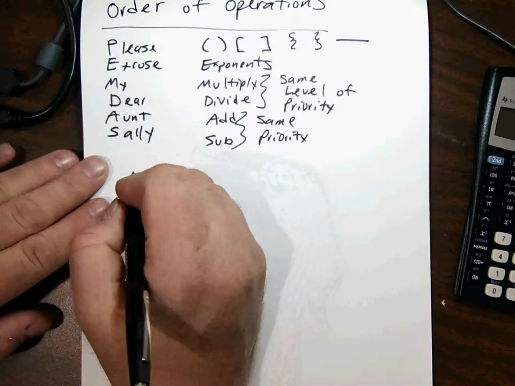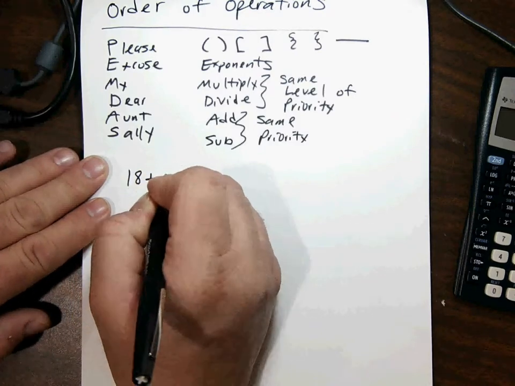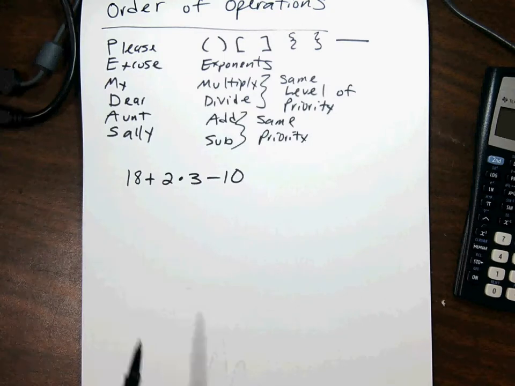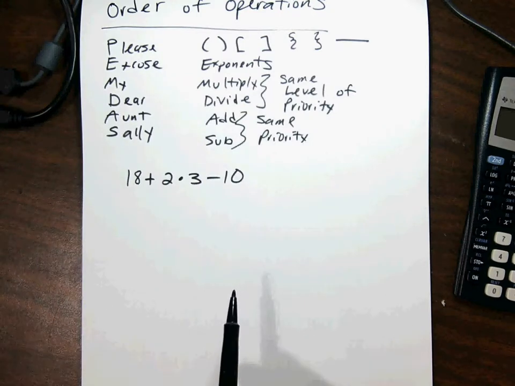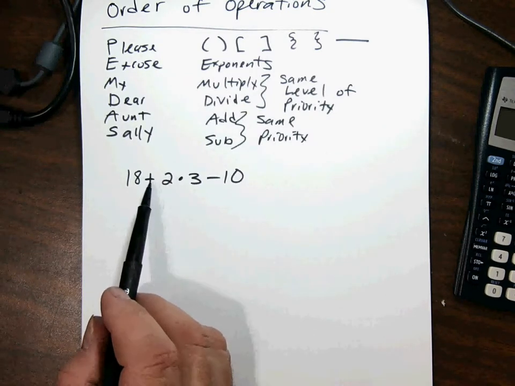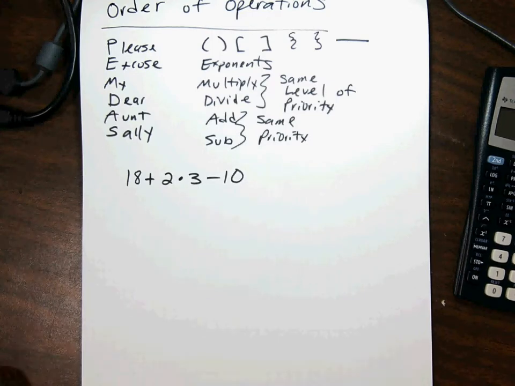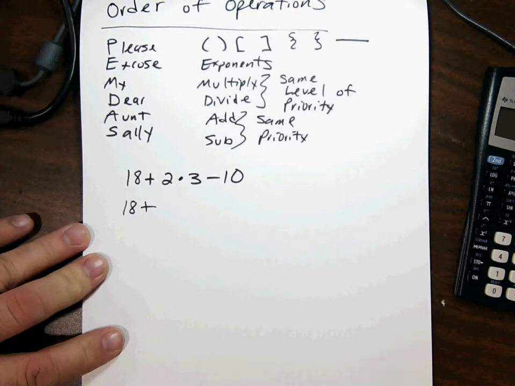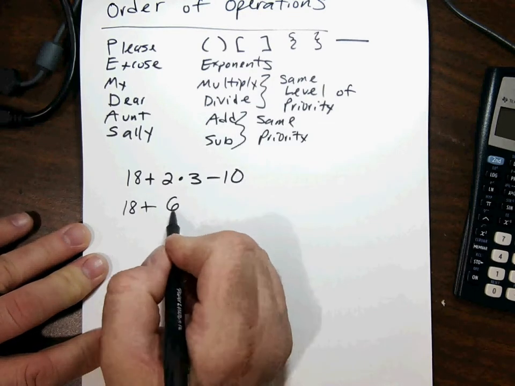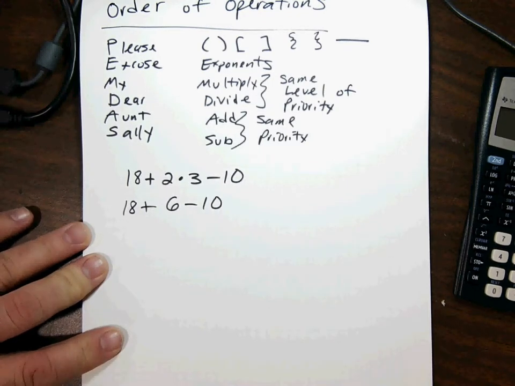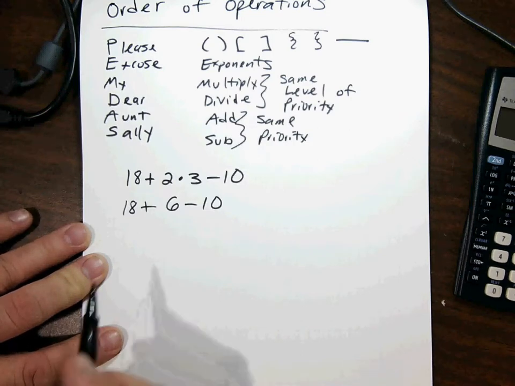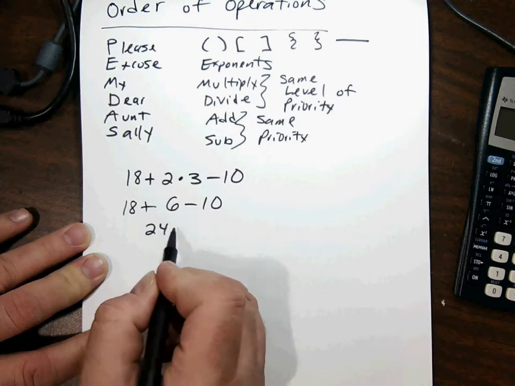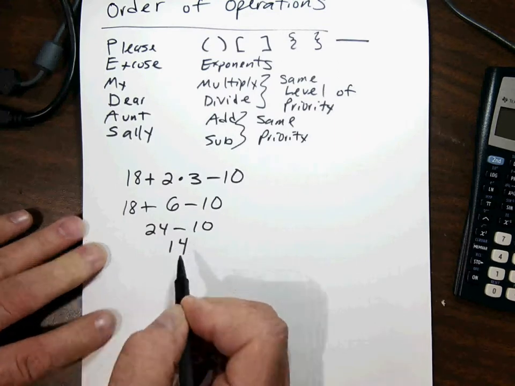If we have 18 plus 2 times 3 minus 10. Well, I don't have any parentheses. I don't have any exponents. I've got a multiplication and an addition and a subtraction, so I need to do that multiplication first. So I leave the 18 and the plus alone. I do 2 times 3 is 6, and then I do the minus 10. 18 plus 6 is going to give me 24 minus 10, 14.